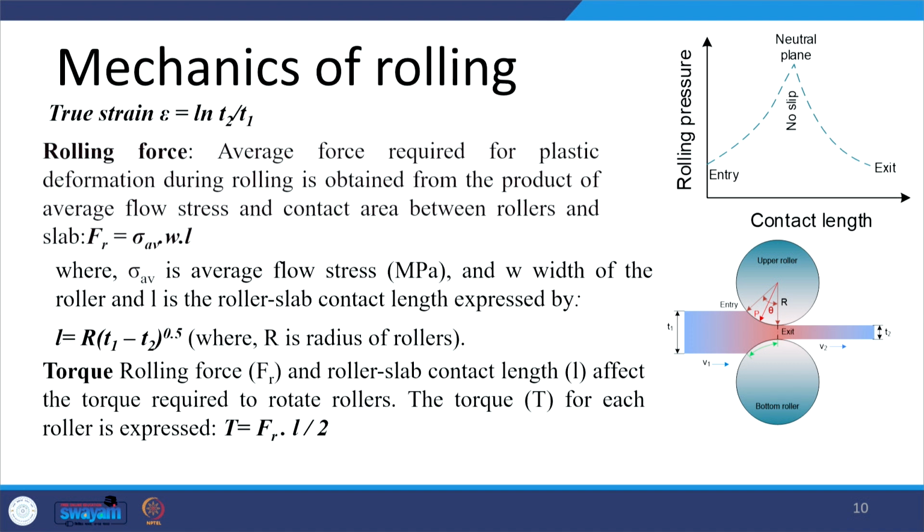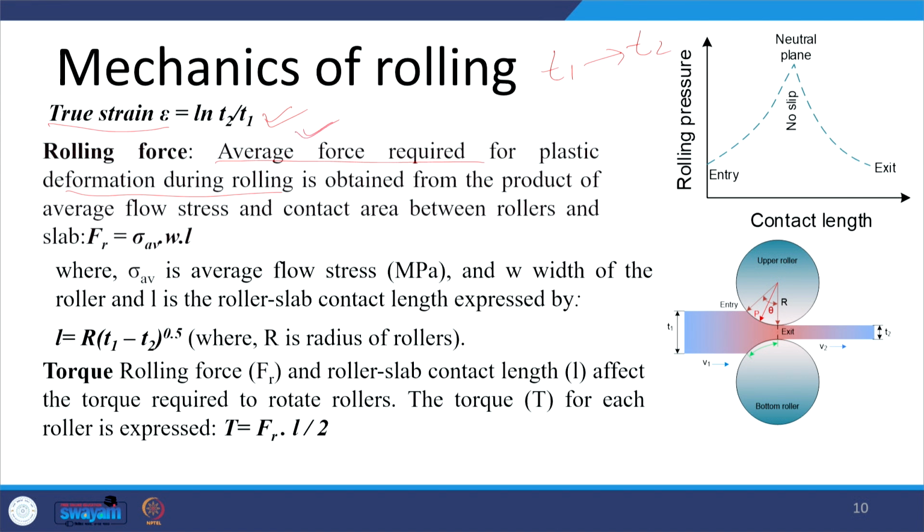As far as the mechanics of rolling is concerned, here we can see there is a reduction in thickness. Thickness is reduced from say T1 to T2, the final thickness. So, the true strain achieved is obtained through the log of T2 divided by T1. The force required for rolling is obtained using the average force required for plastic deformation of the material during rolling, because as the material is rolled, in the case of cold rolling there is an increase in yield strength, and therefore we need to determine the average flow stress.